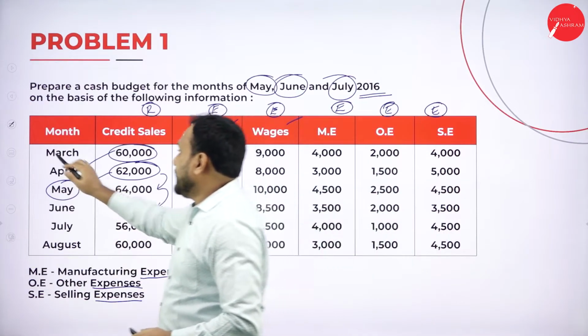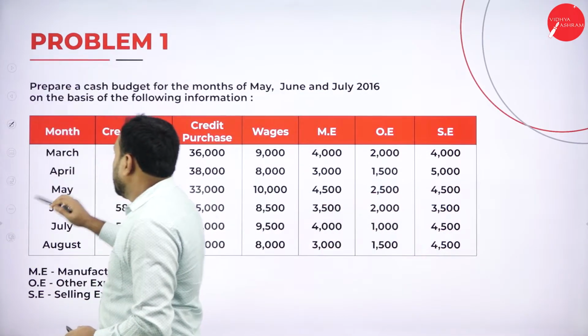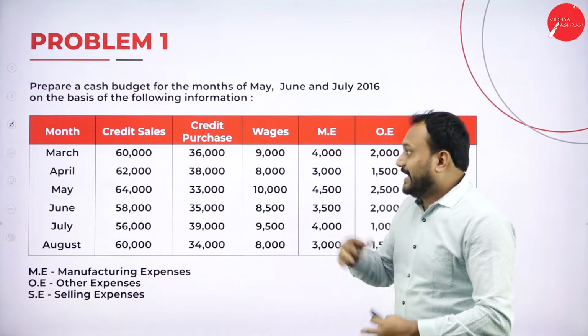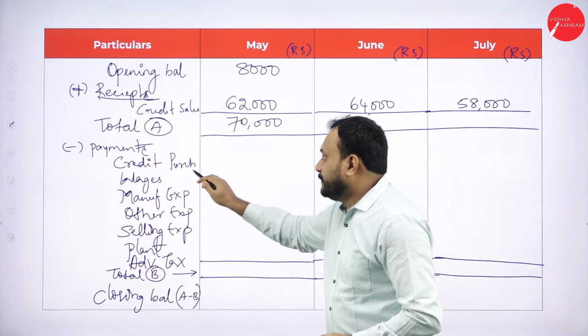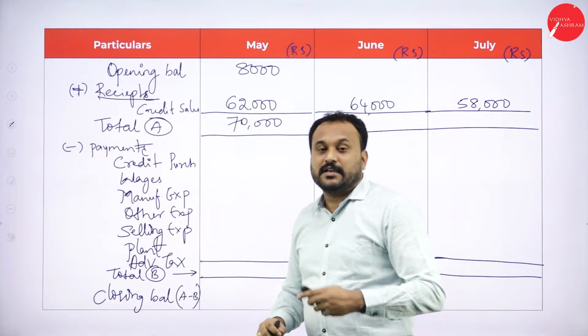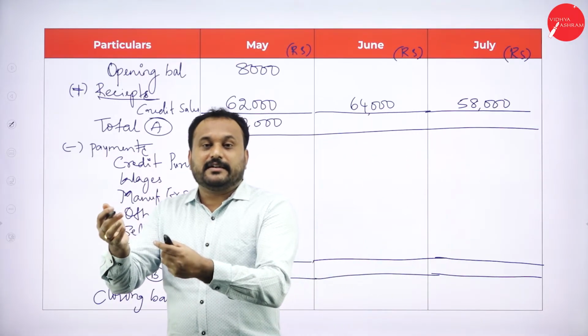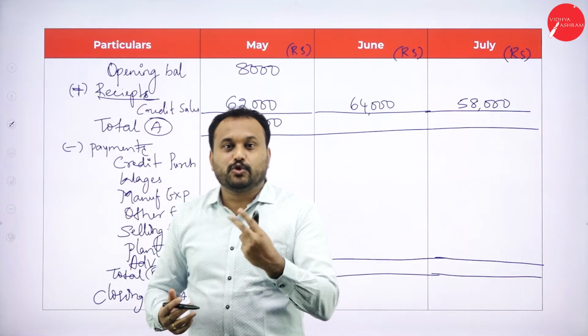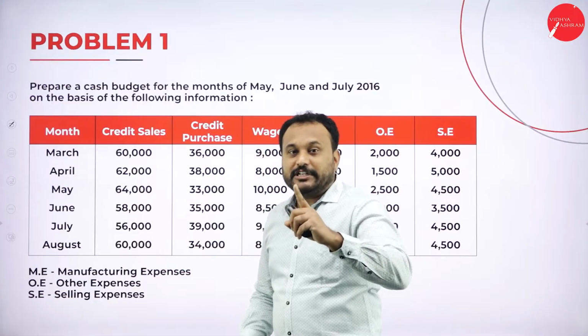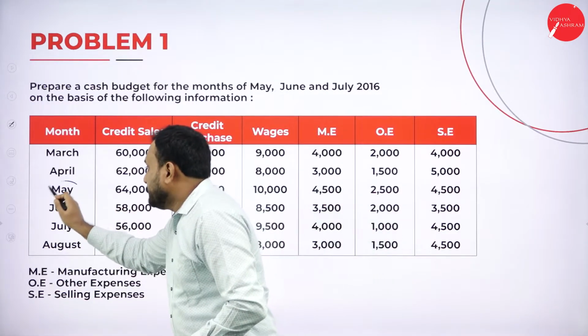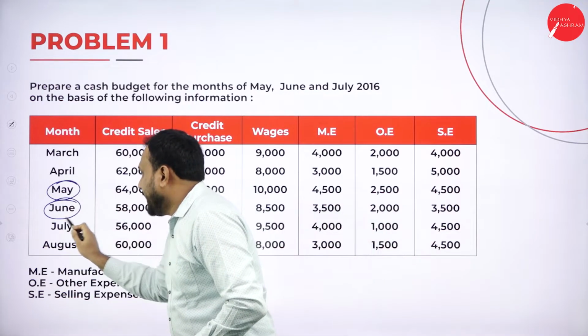Now I'll erase everything for you so that it will be very easy for you to get the answers. Now credit purchase. Now purchase is how much the supplier is giving me. How many months? 2 months. The supplier is giving me how many months? 2 months. I'm preparing for which months? I'm preparing for May, June and July.